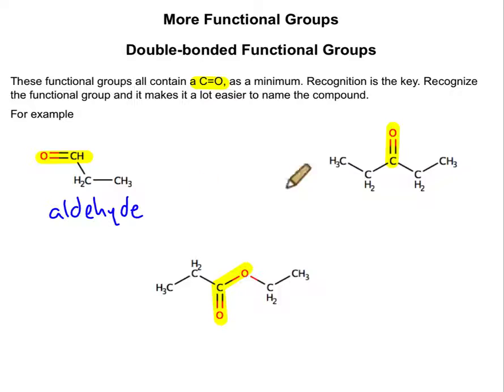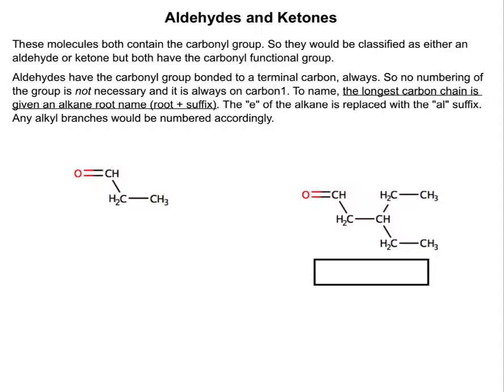We'll see why in a minute. This is a ketone. And this is an ester with an S. So let's start looking at these aldehydes and ketones. So once again, C double bond O. It's known as the carbonyl group. So a molecule would be classified as an aldehyde or a ketone, and the functional group is specifically the carbonyl group.